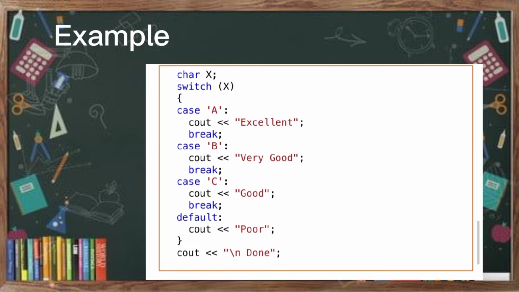The first case will be tested. Since the value of the case, which is a, does not match the value of the variable x, it goes to the second case. Since the second case matches the value of the variable, which is b, then "very good" will be displayed and it jumps to the statement immediately following the switch because of the break statement. The statement following the switch is the code statement, hence "done" will be displayed.